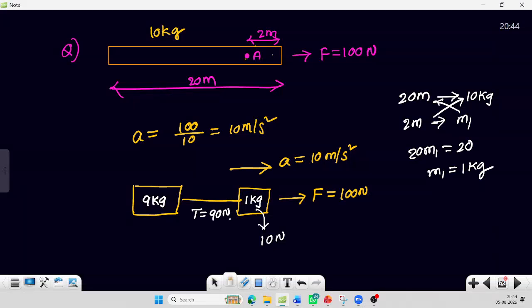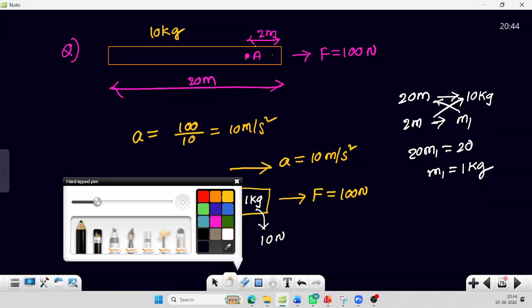Like that they may ask anywhere. Some other location also they may ask. So in the same manner we will proceed with this type of problems.